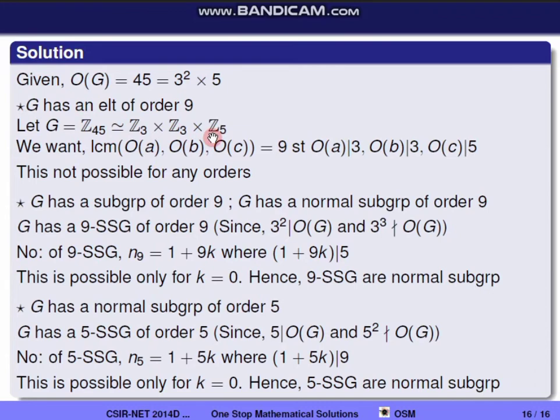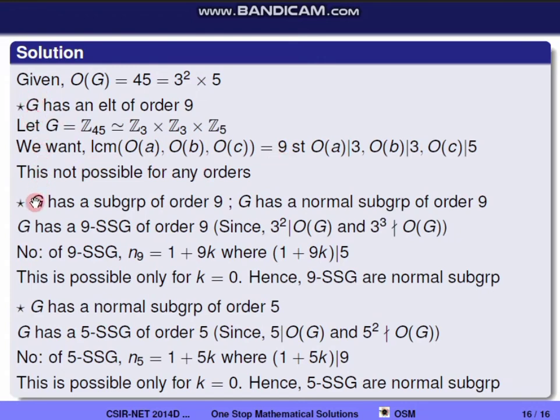So I am taking an element (a, b, c) from this group, and we need the order to be 9. So the order of (a, b, c) should be 9. That is, the least common multiple of the order of a, the order of b, and the order of c should be 9, such that the order of a divides 3, the order of b divides 3, and the order of c divides 5. But we cannot find any numbers such that the LCM of these numbers becomes 9 here. So this is not possible. So this option is wrong.